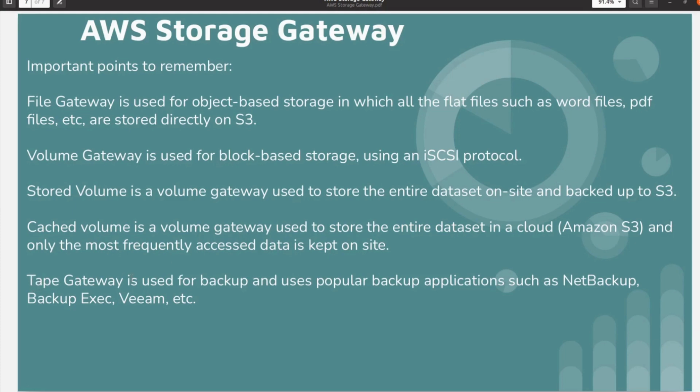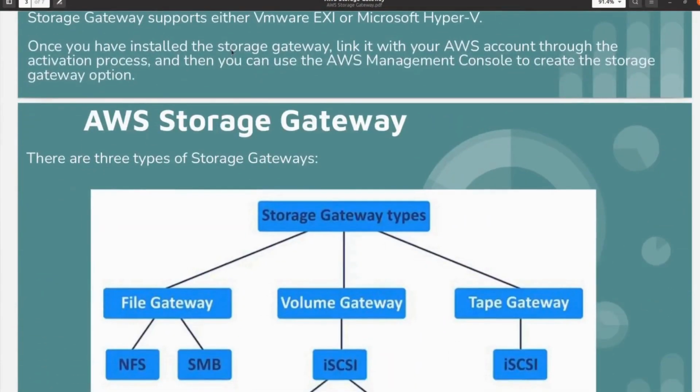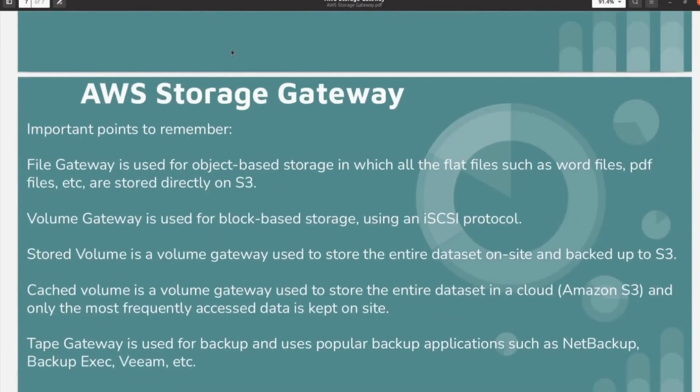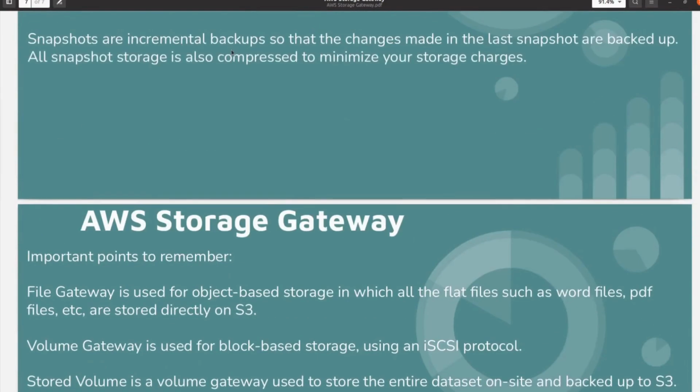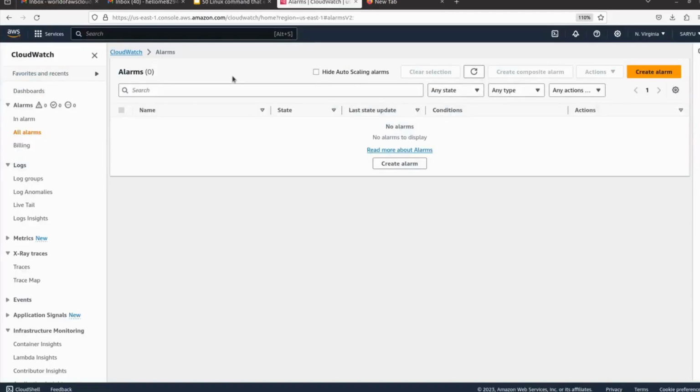Tape gateway is used for backup and works with popular backup applications such as NetBackup, Backup Exec, BM, etc. I hope you understand what a storage gateway is, what the types of storage gateway are, and some important key points about each type. So let's jump to the AWS console and see how we can create an AWS storage gateway.